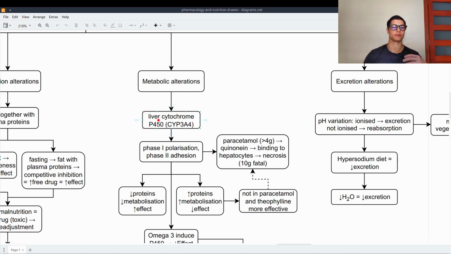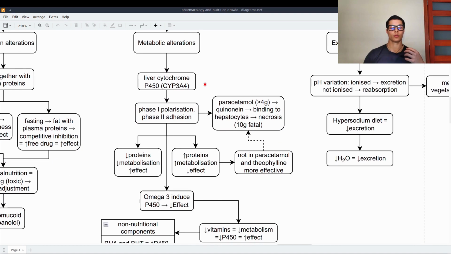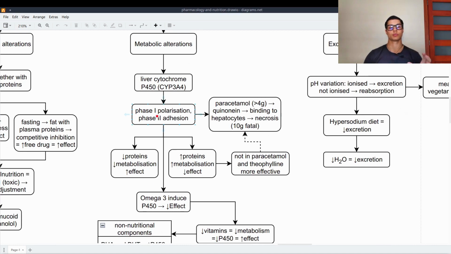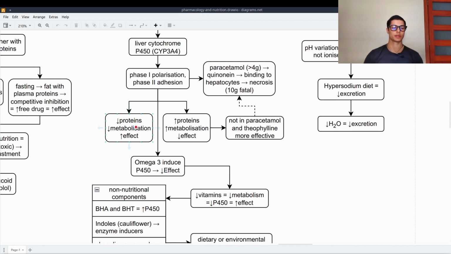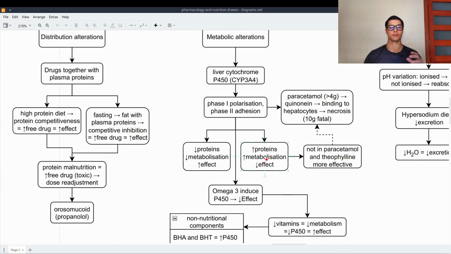Metabolic alterations, we have the liver cytochrome P450 and in particular the part of CYP3A4. And we interact with that. Phase 1 is polarization and phase 2 is conjugation, as we talked about before. Therefore, lower proteins, lower metabolization, higher effect of the drug. Higher proteins, higher metabolization and lower effect of the drug. As you can see here, we have the reverse compared to the distribution alterations.